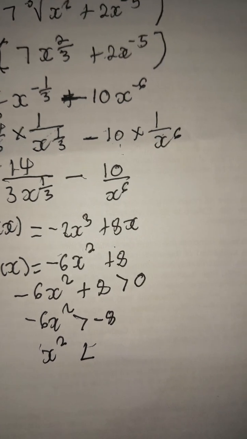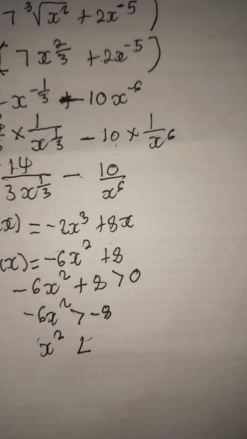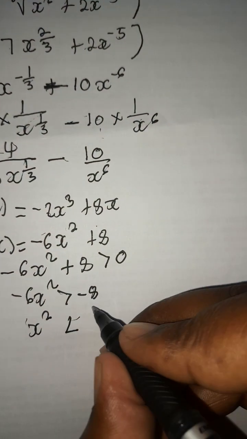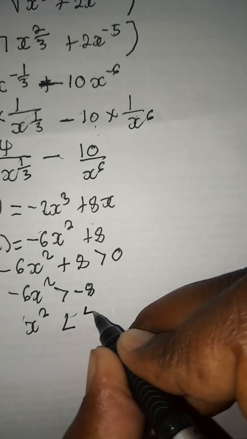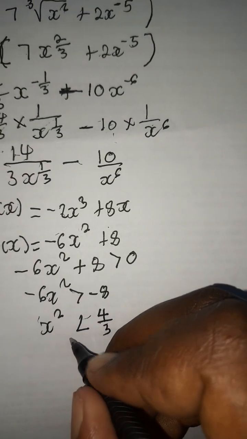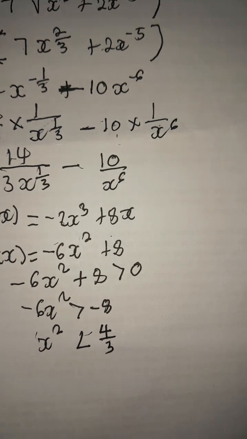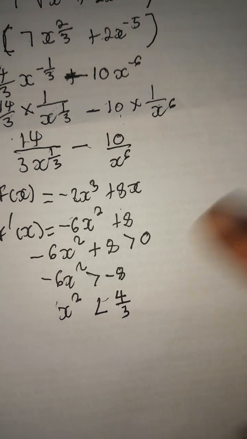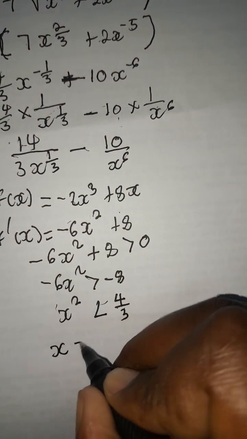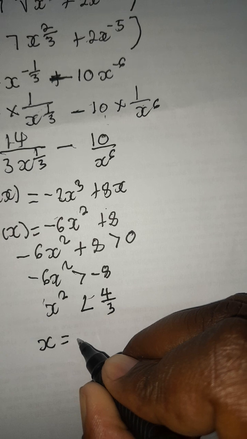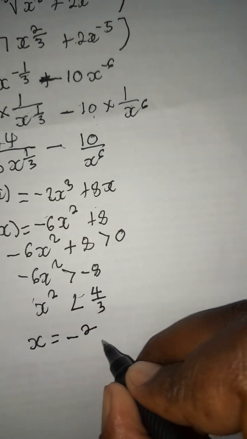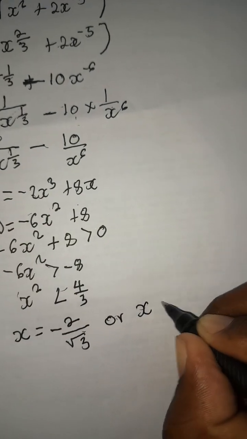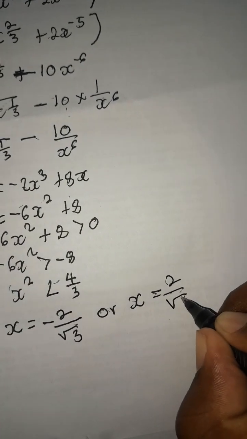So what is 8 divided by 6? That will be 4 over 3. So square root of 4 over 3. In other words, our solution here, because it's a quadratic, you're going to have two answers: negative 2 over root 3, or you're also going to have x is 2 over root 3.